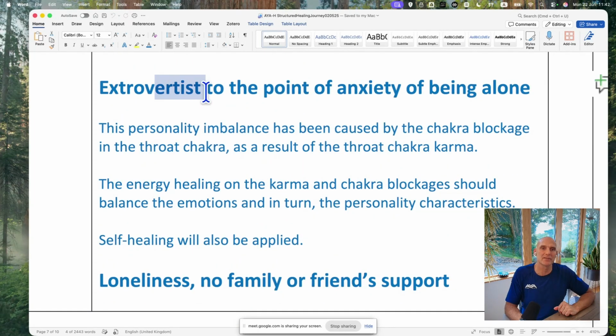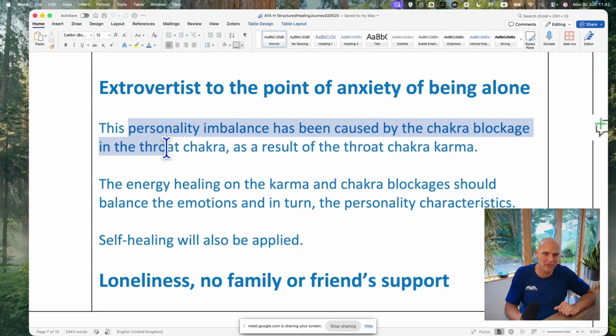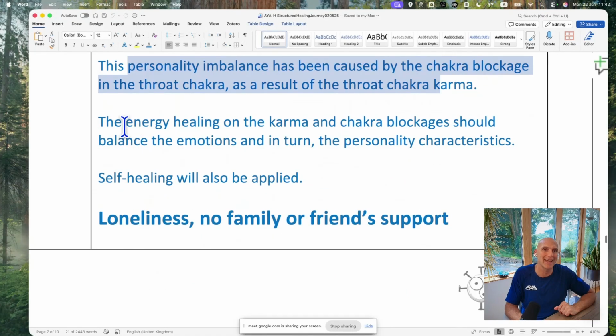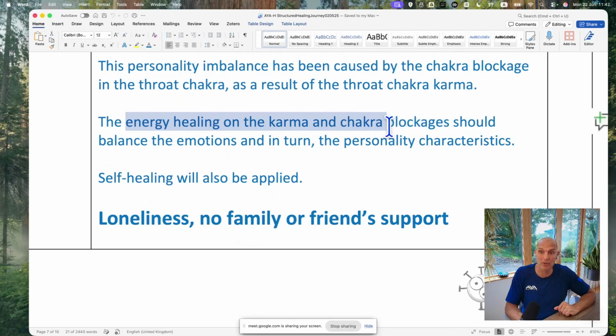So extrovertism to the point of anxiety of being alone. So the personality imbalance here has been caused by the chakra blockage in the throat chakra as a result of the throat chakra karma. So hopefully the energy healing on the karma and the chakra blockages should balance the emotions and in turn the personality characteristic.